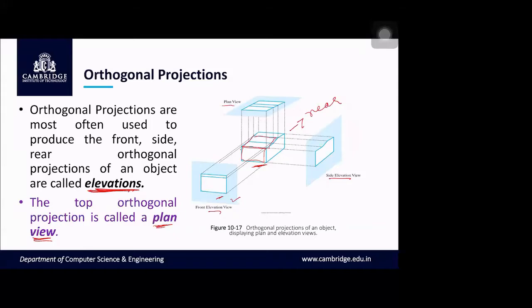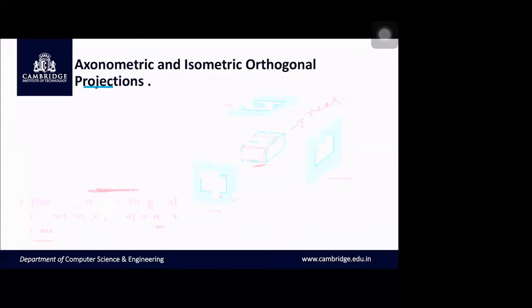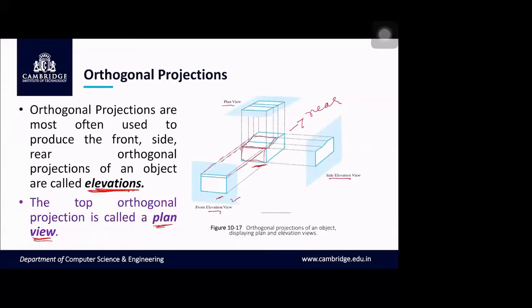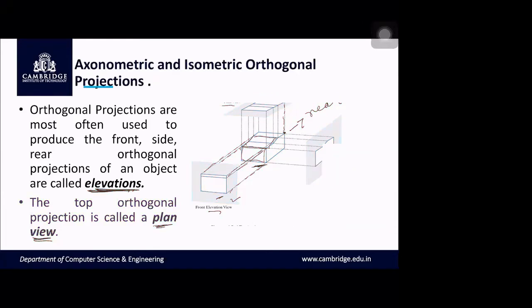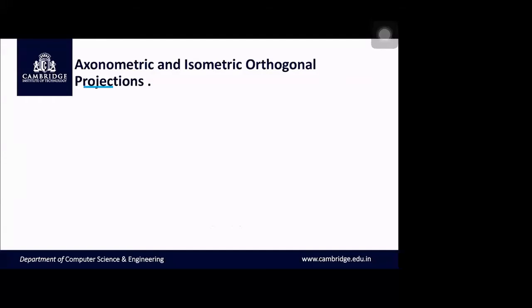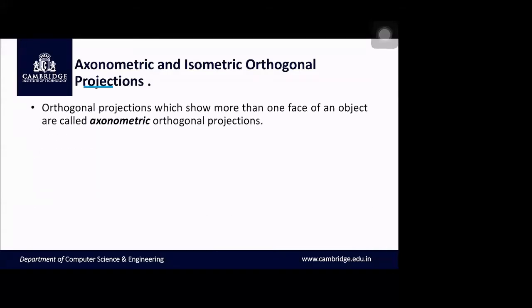You have done many projections here. This is a front projection. In the same way, for every point, the projection line is drawn. In orthogonal projection, we have a concept called axonometric and isometric orthogonal projection. Let us see what axonometric is.